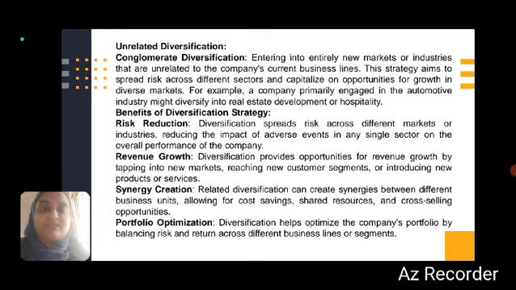So the benefits of diversification strategy are that it will reduce your risk factor, revenue growth will rise, and there is synergy creation. You have a very good collaboration or integration with your suppliers and other persons who are supportive of your product, developing a good quality product and sustaining yourself in the market. Portfolio optimization helps to optimize the company's portfolio and balance the risk and returns across the different business lines and segments. It keeps you in a safer zone.